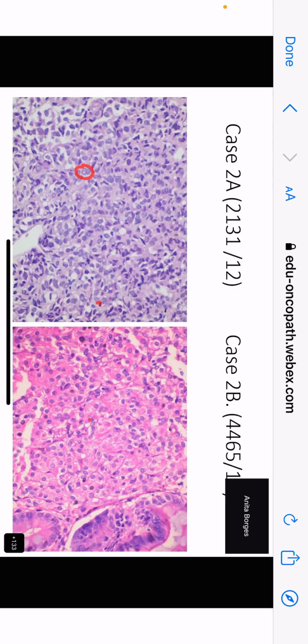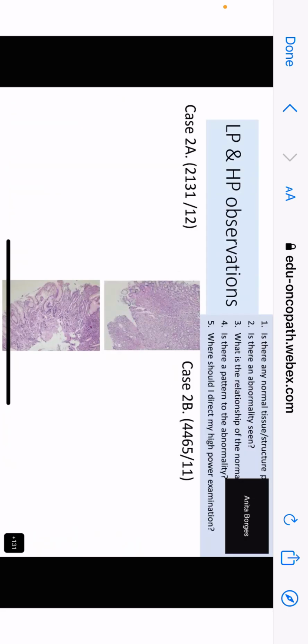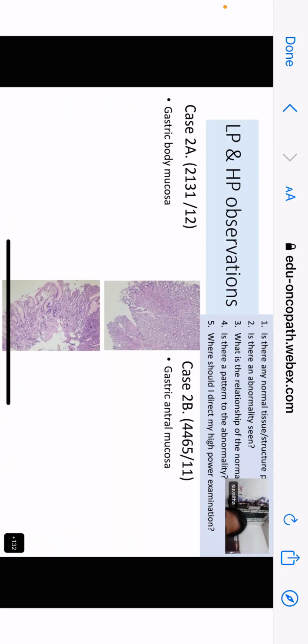All right. So now, what is the diagnosis? Come on now, Sumeta, you have to do case 2A. Is there any normal tissue? In 2A, yes, ma'am. You can see the normal mucosa and the glands. And on the right, there is antral mucosa.